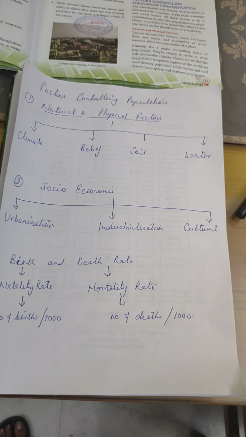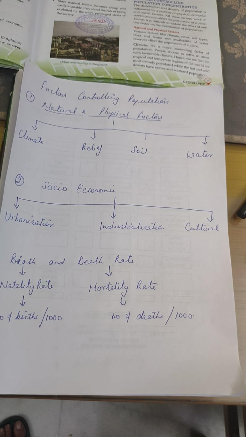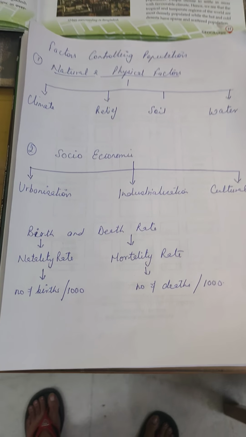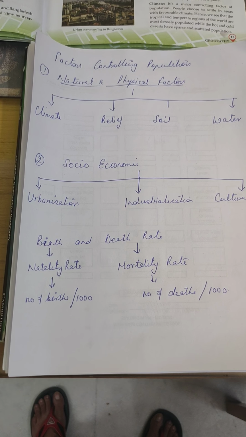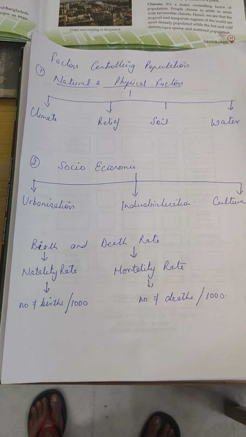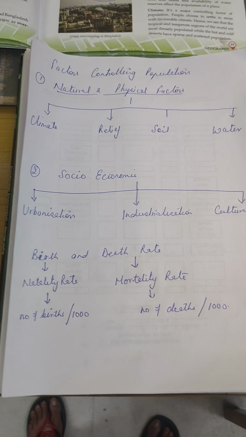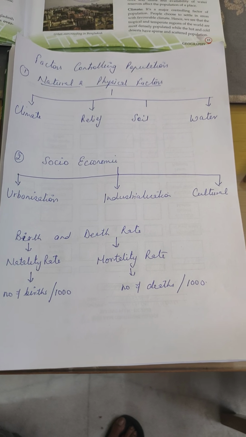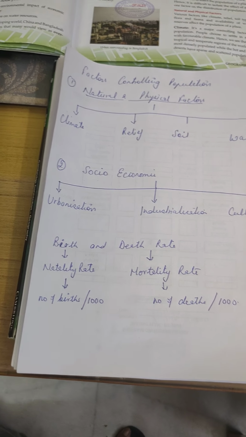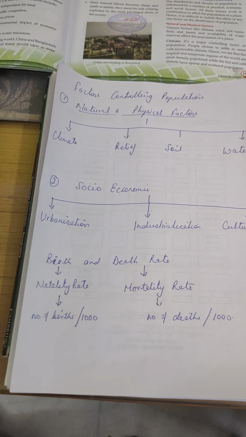Relief means flat grounds, mountainous areas, deserts. Where would you like to stay? So people prefer to stay in plains where you have rivers nearby, transportation is easier, cultivation is easier, water is available, and therefore they prefer to stay in plain areas other than staying in mountainous or plateau areas.